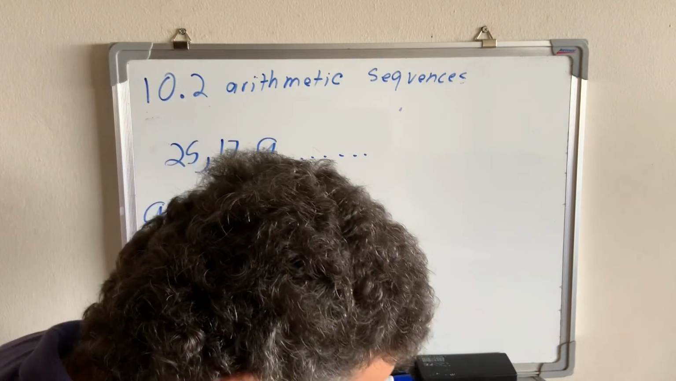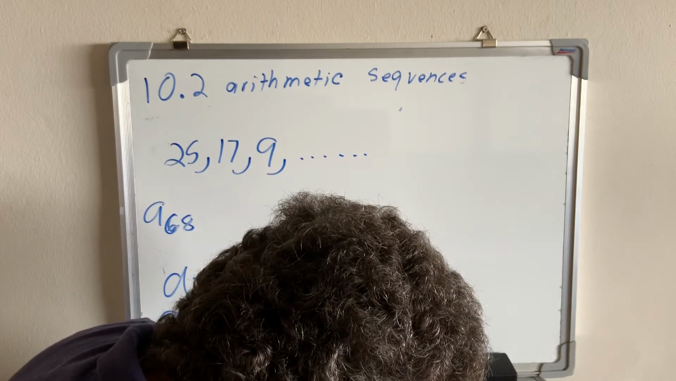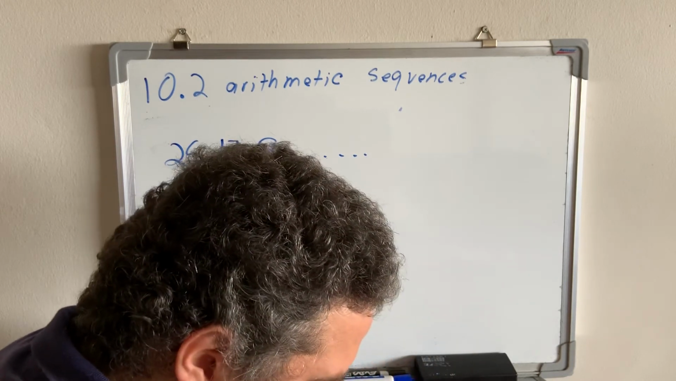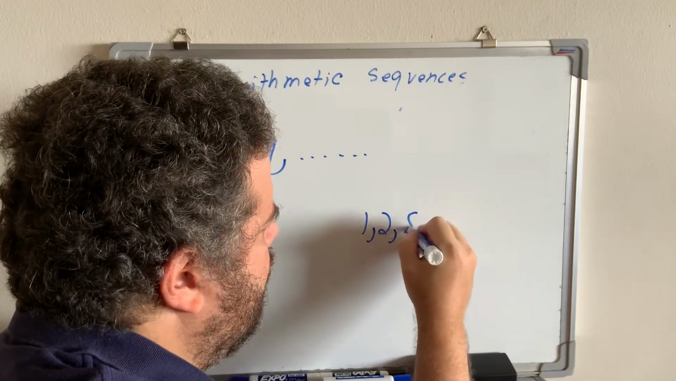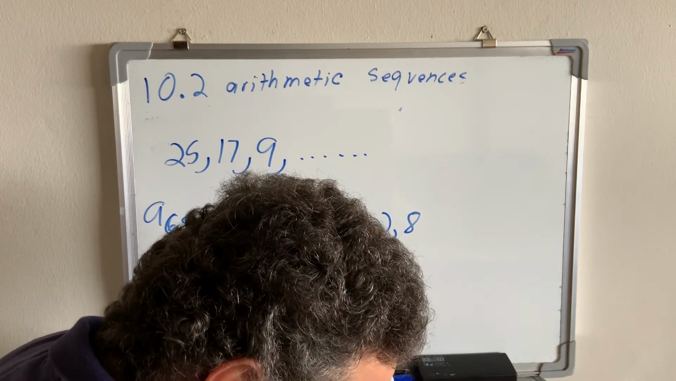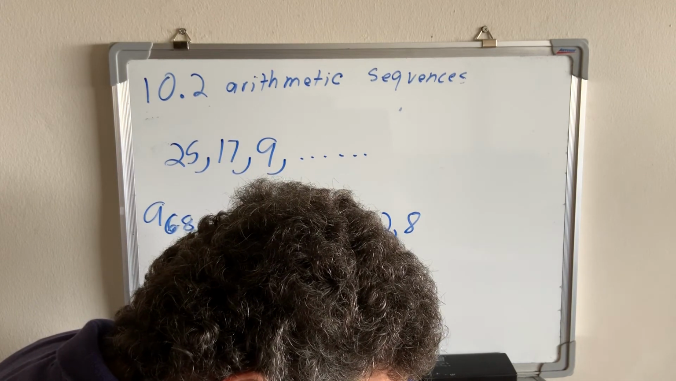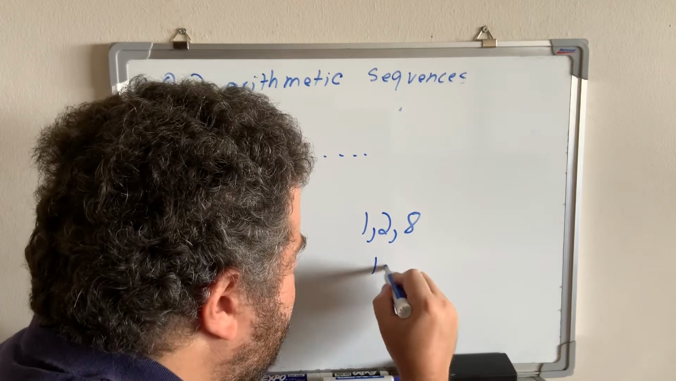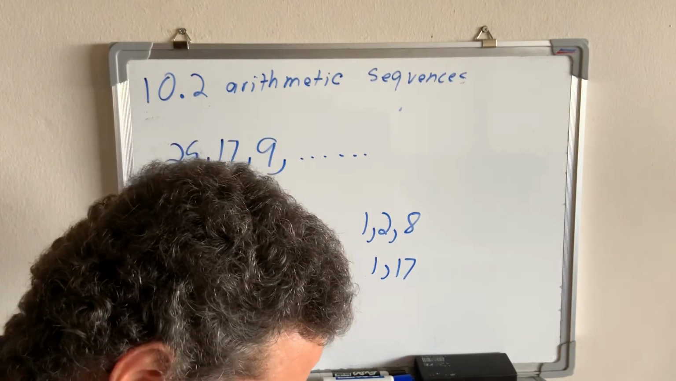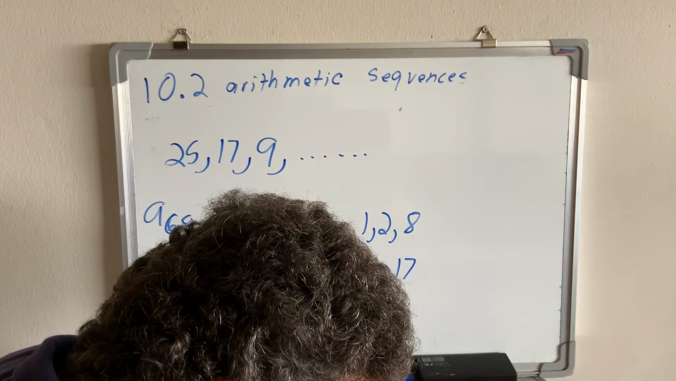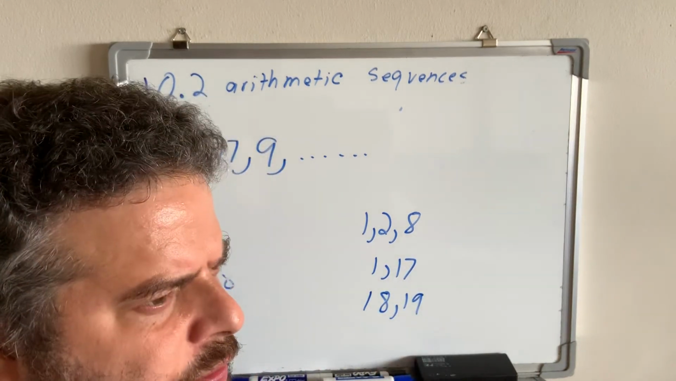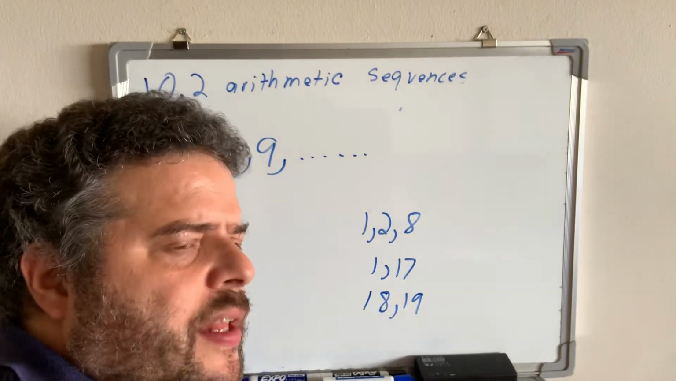So, for homework, please do the following. Please do number 1, number 2, number 8. Those are all example 1s. For example 2, please do 1 and 17, and that's finding the explicit and the recursive formula, both formulas. And for example 3, just do 18 and 19. That's it. You should have those done in 15 to 20 minutes tops. If you have any questions, let me know.